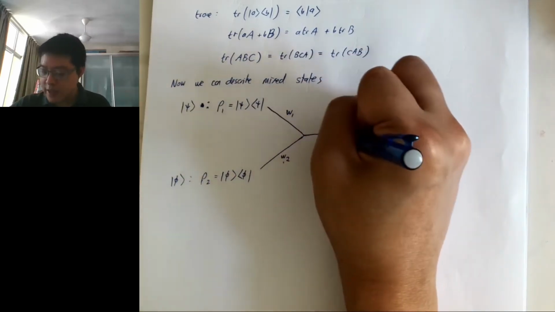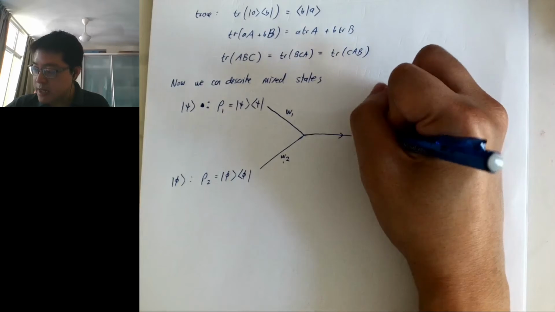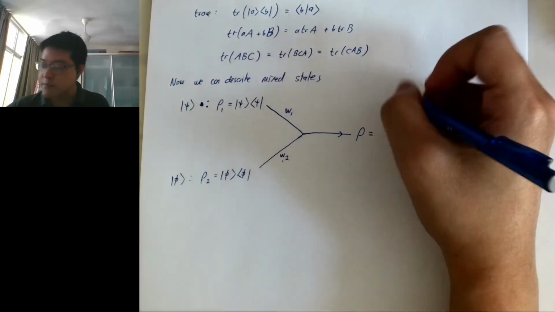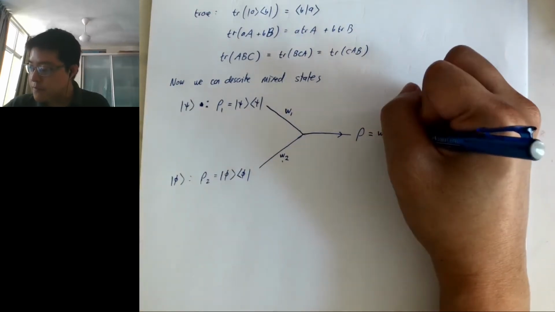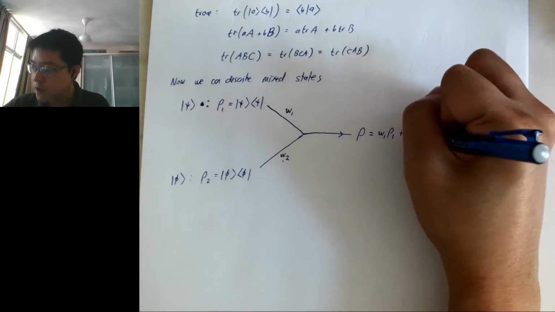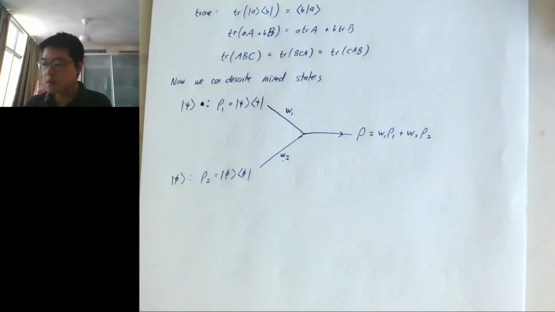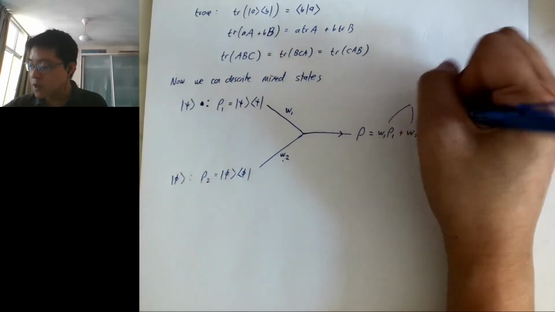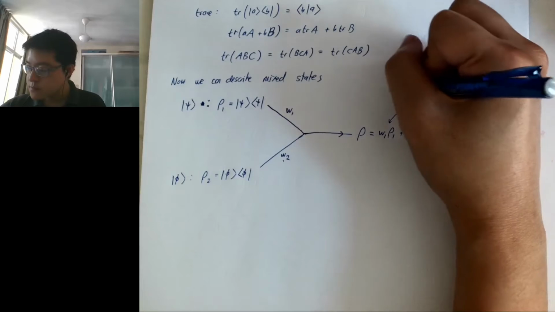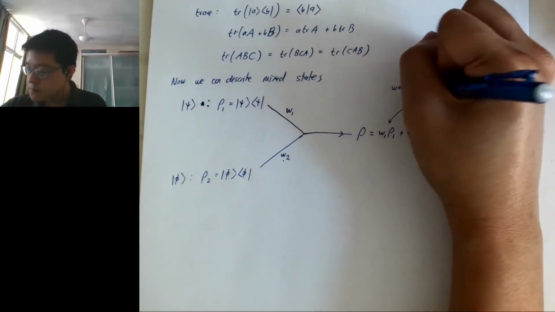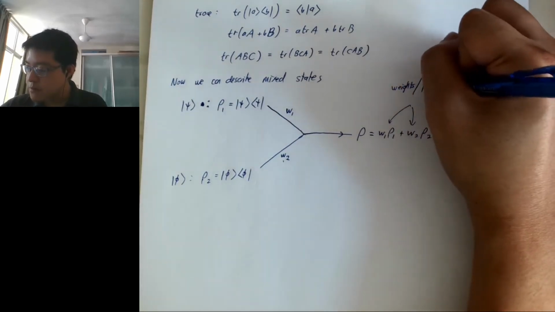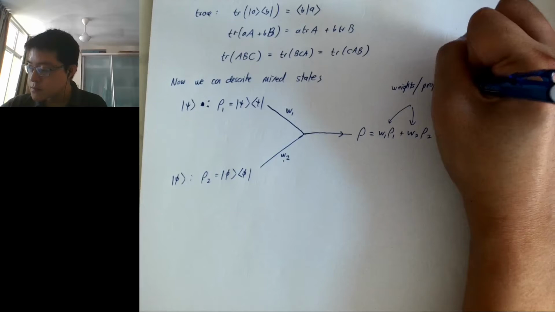If you mix this together, then what you have is the mixed state, and I can describe the total mixed state by the portion of beam 1 plus the portion of beam 2. This W is what we call the weights, or the proportion of mixing.